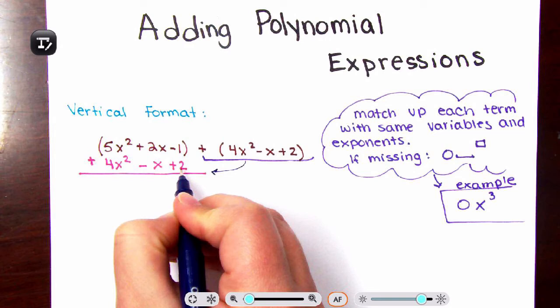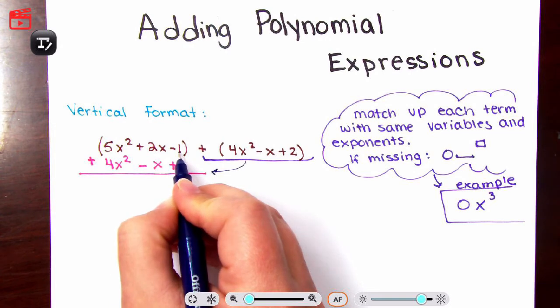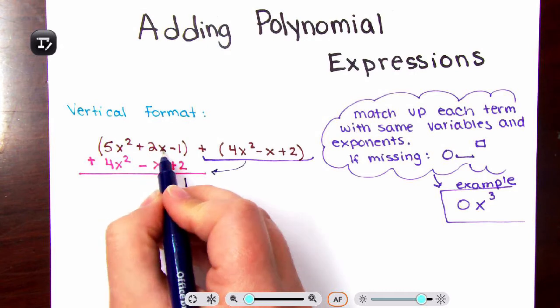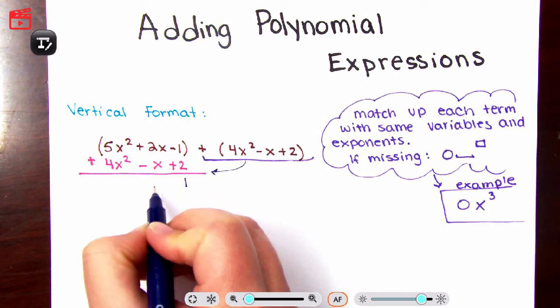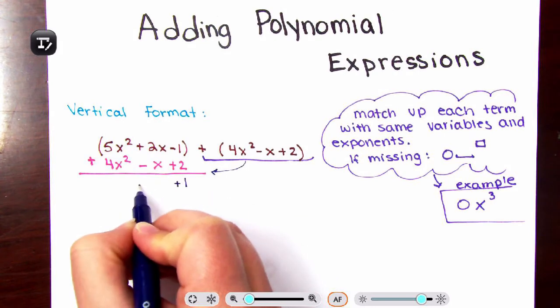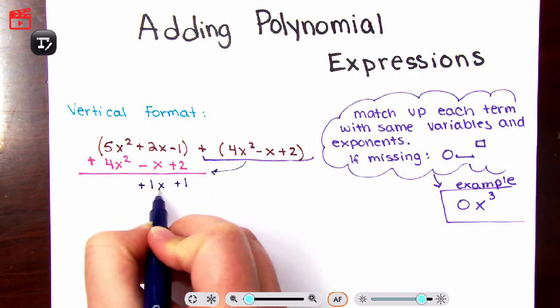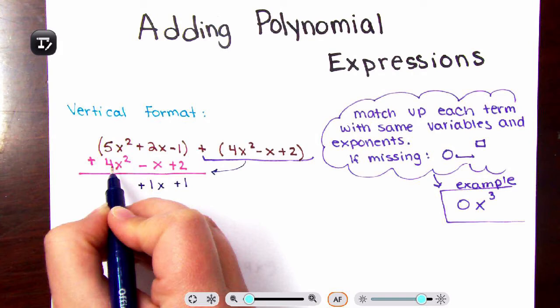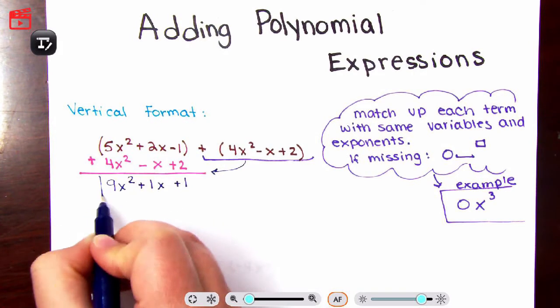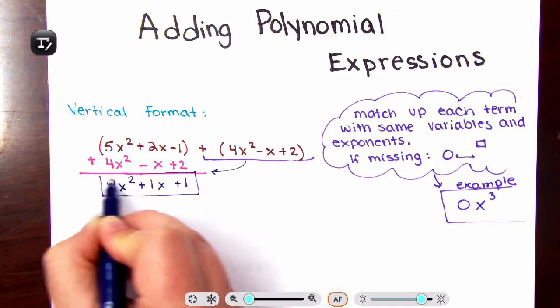And we're adding normally, so 2 plus negative 1, that is a 1. 2x and a negative x, this should be a plus 1. This should give me a positive 1x. And 5, 6, 7, 8, 9, 9x squared. So now you have added these two polynomials together.